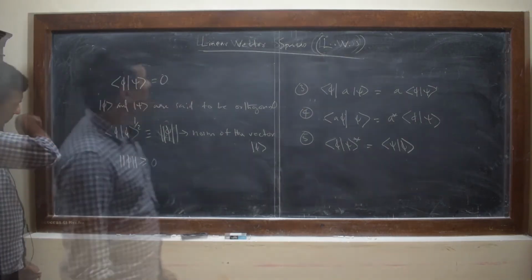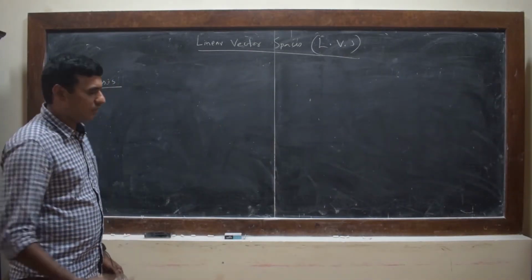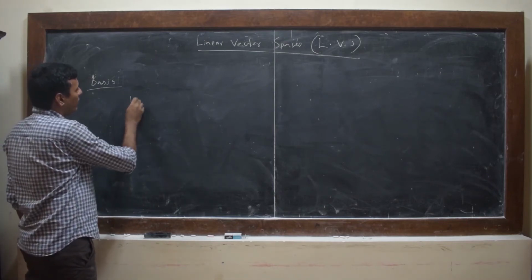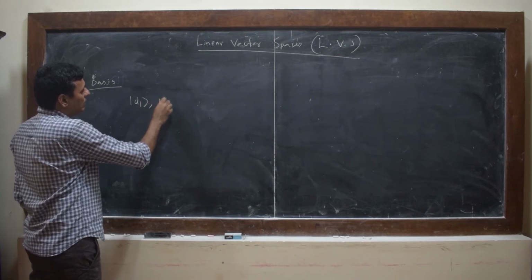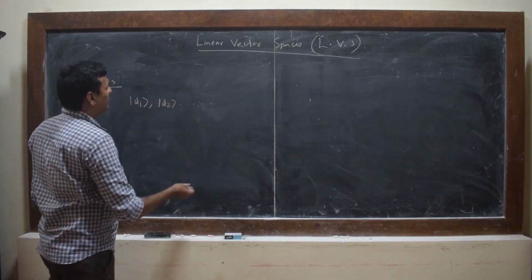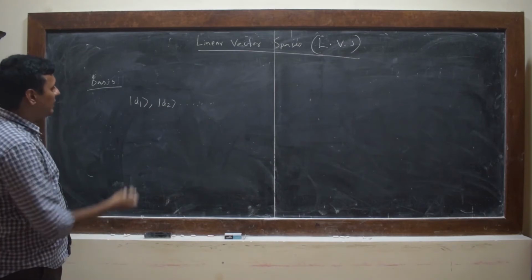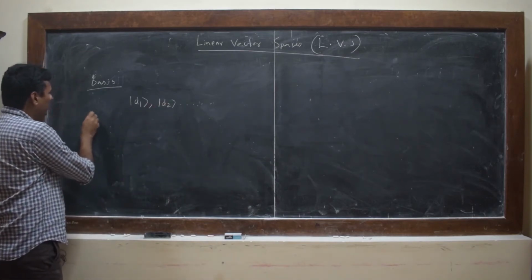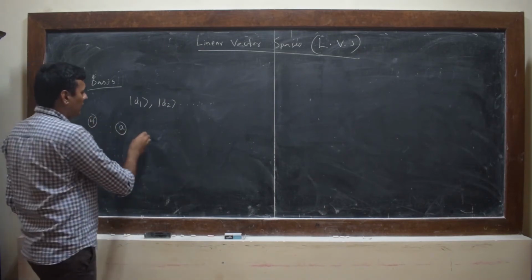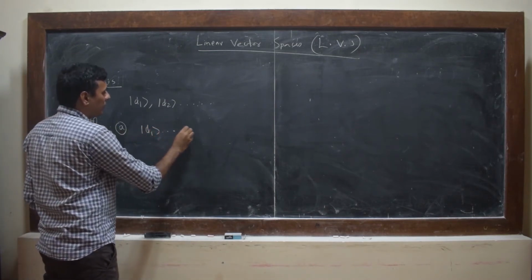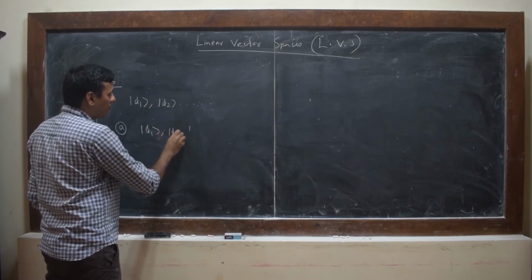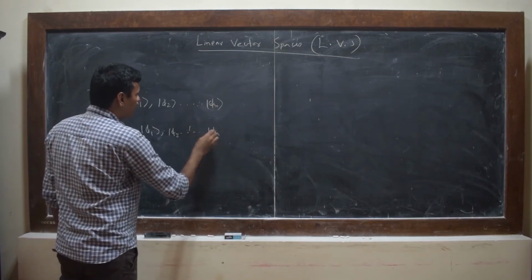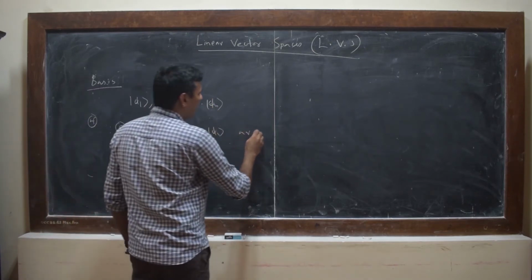All right. Now we will talk about basis in a linear vector space. Suppose you have a set of vectors phi 1, phi 2, etc. If this set of vectors forms a basis, then, A, phi 1, phi 2, say phi n are linearly independent.